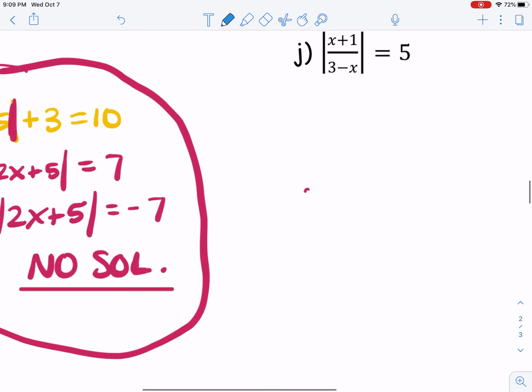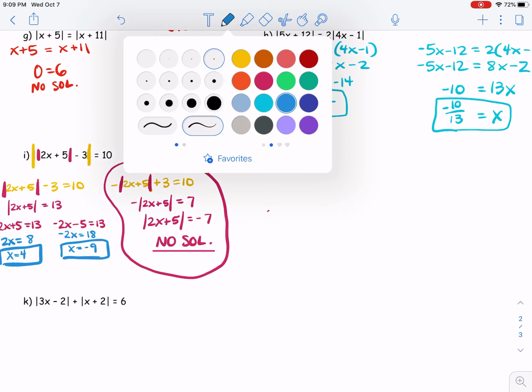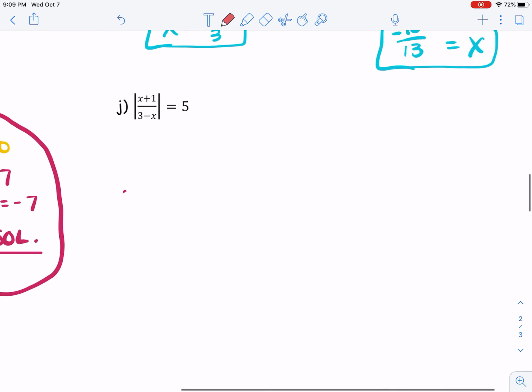And then let's try something else. It's not an absolute value within an absolute value, but it's an absolute value divided by an absolute value. So remember the property we learned says when I'm dividing two things within an absolute value, I can rewrite that as the absolute value of one divided by the absolute value of the other. And that's going to equal 5.